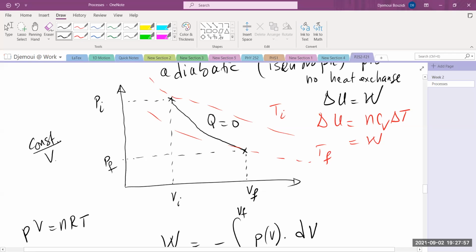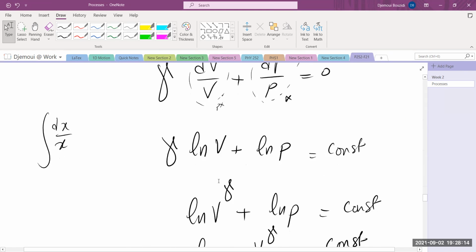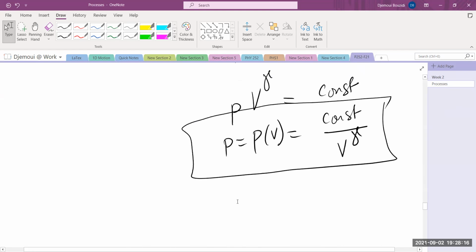So in other words, the constant is no more than the initial value of the pressure times the initial volume to the power gamma. So in other words, this expression is written this way all the time. P as a function of V, if you like, is equal to the initial pressure times V initial to the power gamma divided by V to the power gamma.